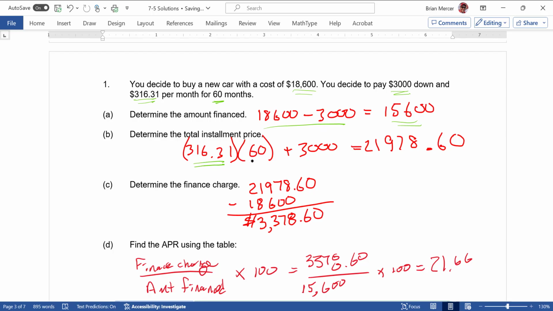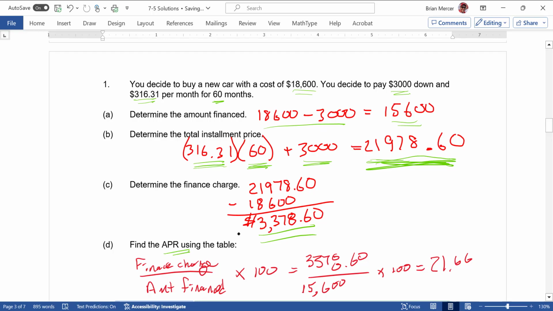So here we're just told a monthly payment for 60 months. So you paid this 60 times plus that down payment. So there's the total that you really ended up paying for that car. Even though it was an $18,000 car, you spent $21,978.60. The finance charge is just the difference between this total number and the cash price. So that means you basically spent $3,300 or almost $3,400 on interest. That's the finance charge.